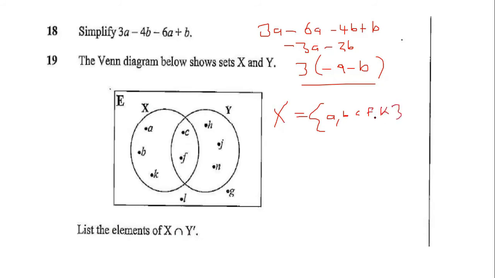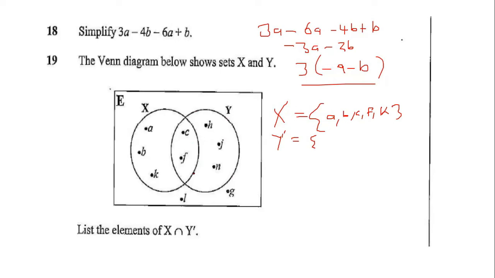So these are the members of this particular set. So we have A, B, C, K, F. Those are members of X. Then let's also list Y complement. Okay. So we list Y complement, which will be given as follows. So Y complement here, we are saying those that are not found in Y.